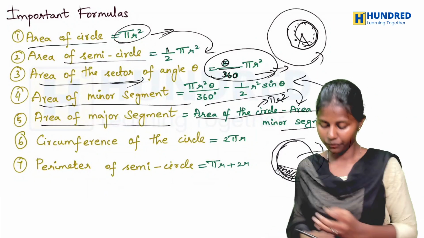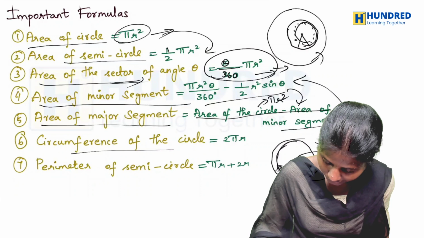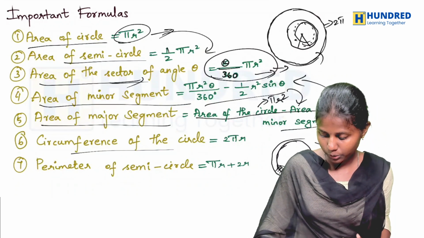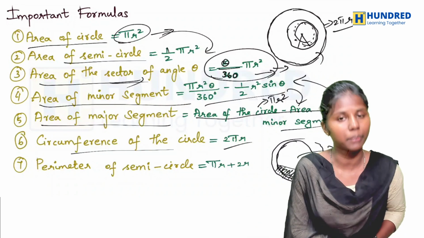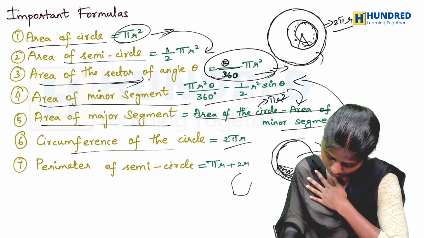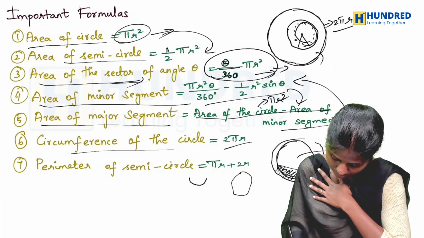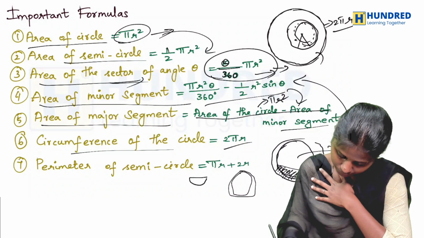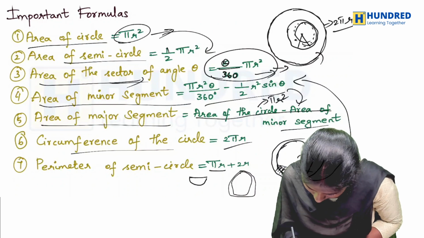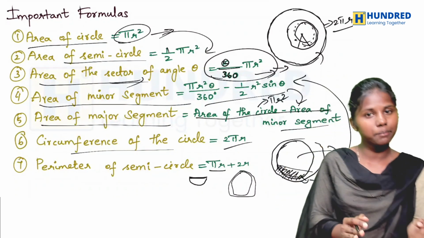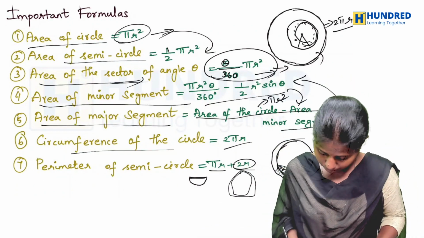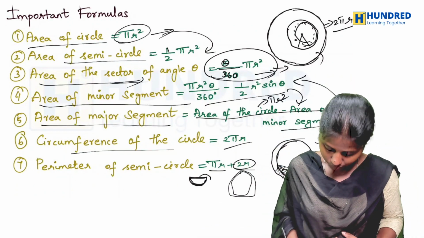Fine. And if I take the circumference, I just need the length of this outer cover of a circle, which will be equal to 2 pi r. And when I talk about a semicircle, see, this is a circle. When I talk about a semicircle, the half part of this cover is equal to pi r plus this distance, which is the diameter. The diameter distance is given by 2r.